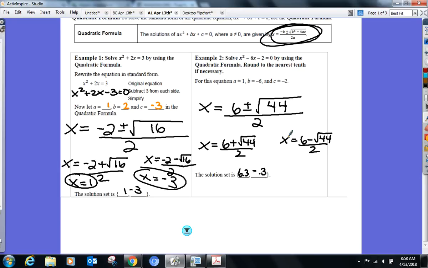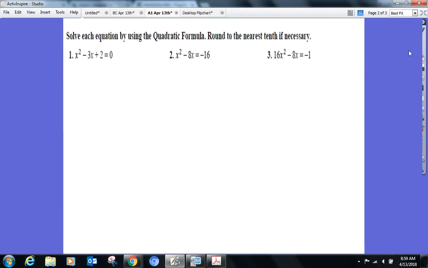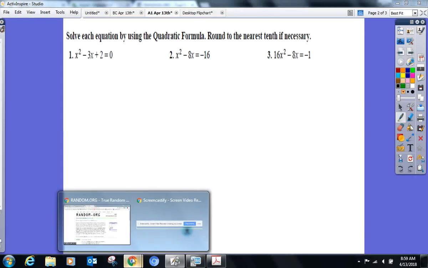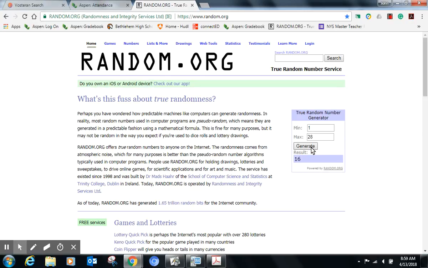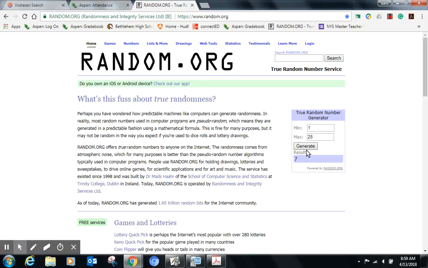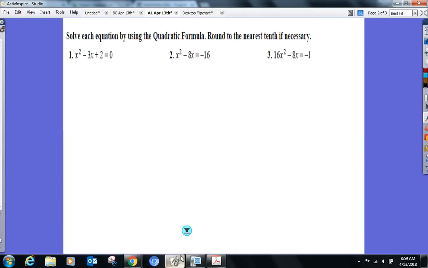Nice job, everybody. I want to do at least one more with you where the a value is not 1, because I'm not going to make you do 1 through 6, but you've got a little bit more than usual problems of practice for this weekend. So let's go to number 3 right now. Right there at that page, number 3. Solve using the quadratic formula. All right, first thing, before I even break out the quadratic formula, what's got to happen? Got to be equal to 0. So 16x squared minus 8x plus 1 equals 0.